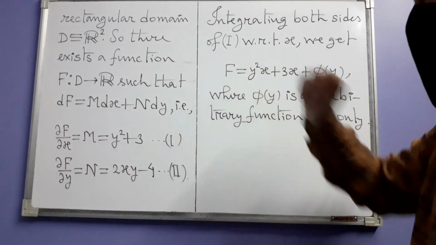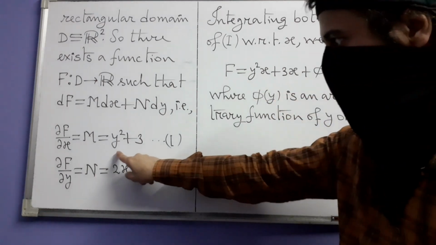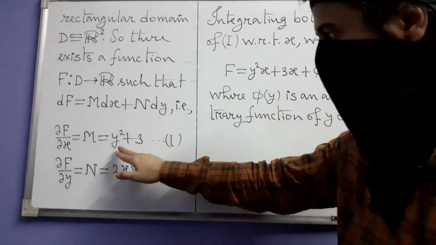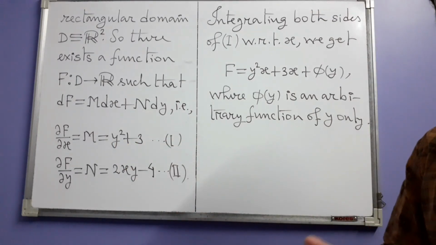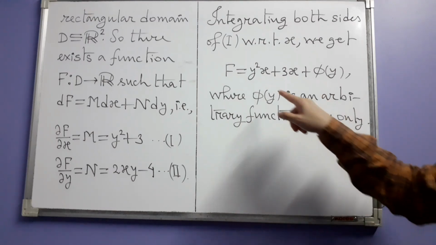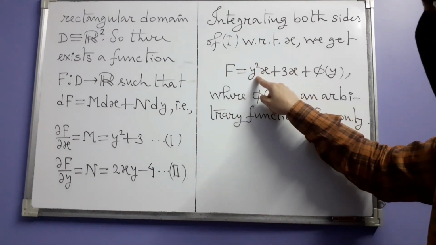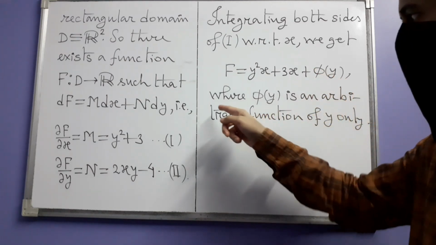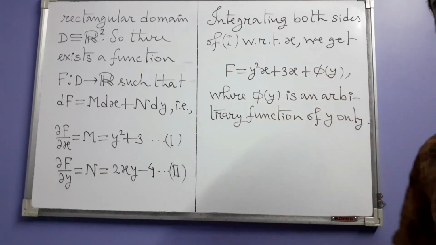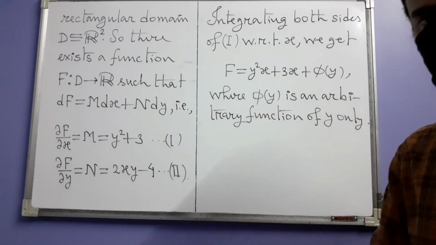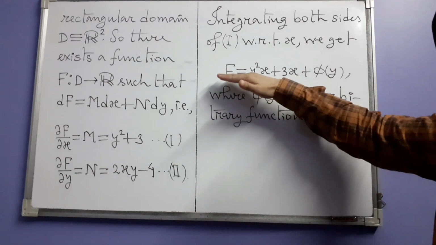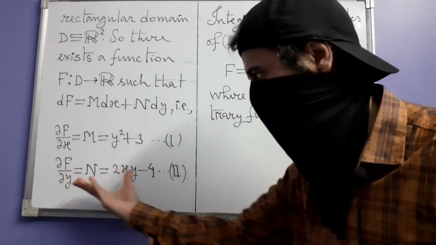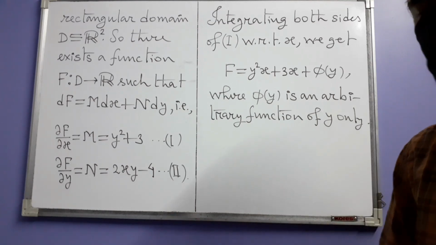On this side you will have f, of course, and on the right hand side, originally we did not have any x. So all the quantities that you see here, 3 of course is constant, but y squared is also considered constant. It's not changing as x is changing, and that's why the integral will be y squared x plus 3x plus phi of y, where phi of y is an arbitrary function of y only. It does not involve x. And next we are going to differentiate both sides of this equation partially with respect to y, so that we can use this, and that we will do from 2.